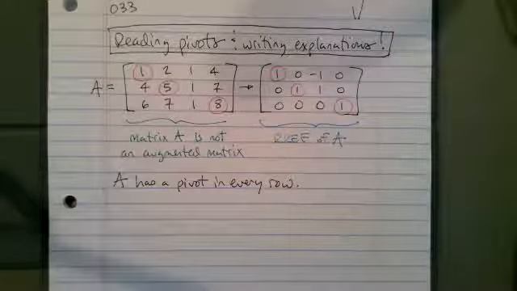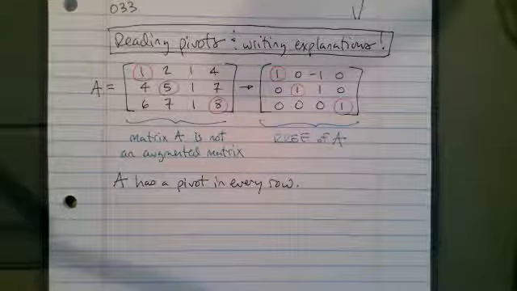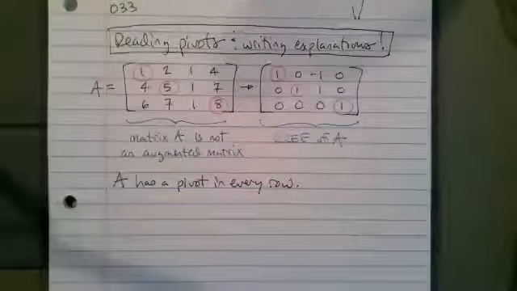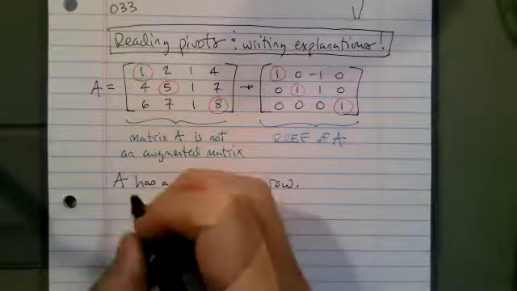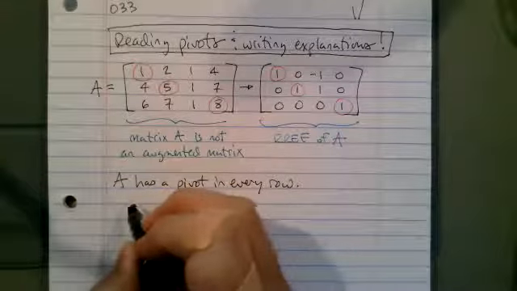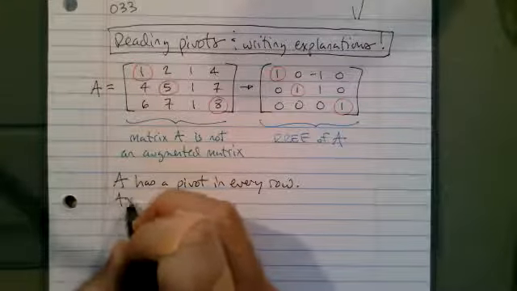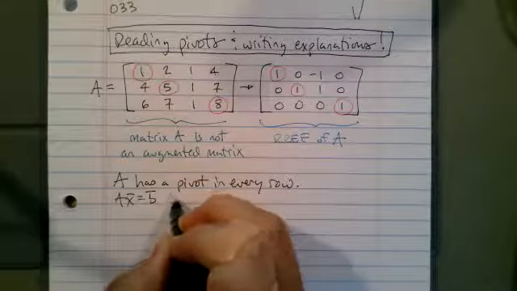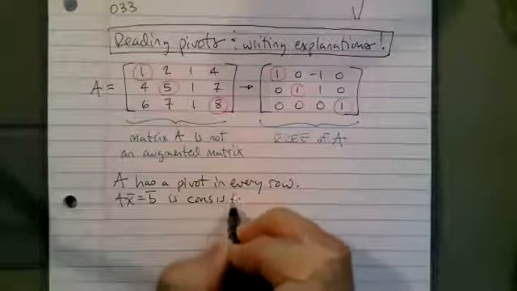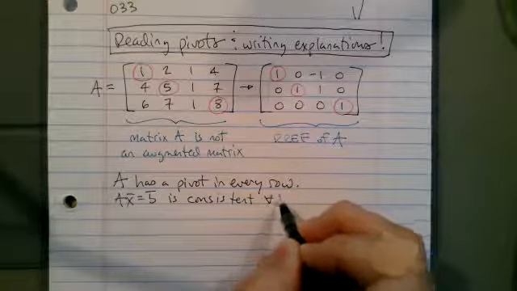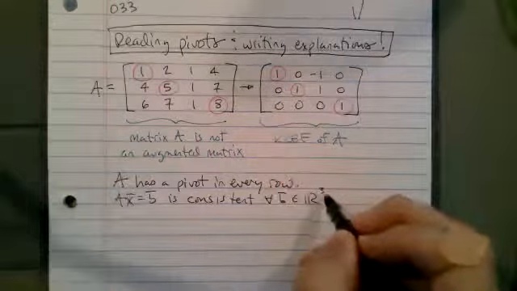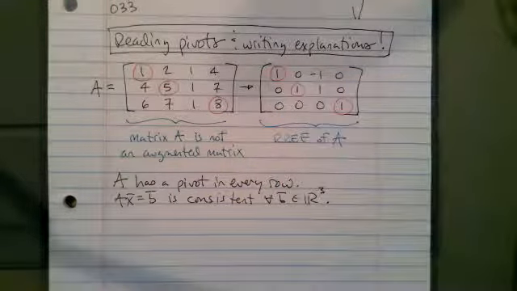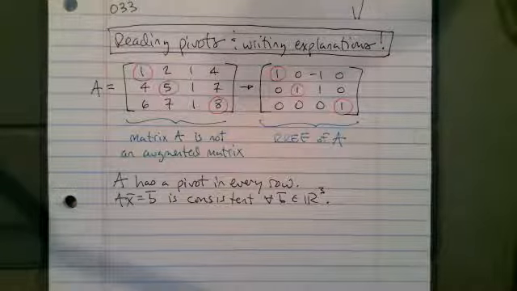Some equivalent statements. I think Theorem 4 has a very common type of statement that we're going to encounter. Well, the following are equivalent. So A has a pivot in every row. That means some things. The equation AX equals B is consistent for all B in R, in this case, since A has 3 rows, in R3. That we can conclude because A has a pivot in every row.